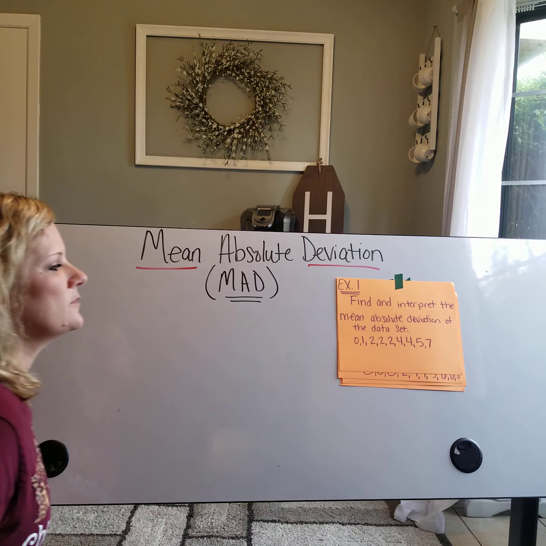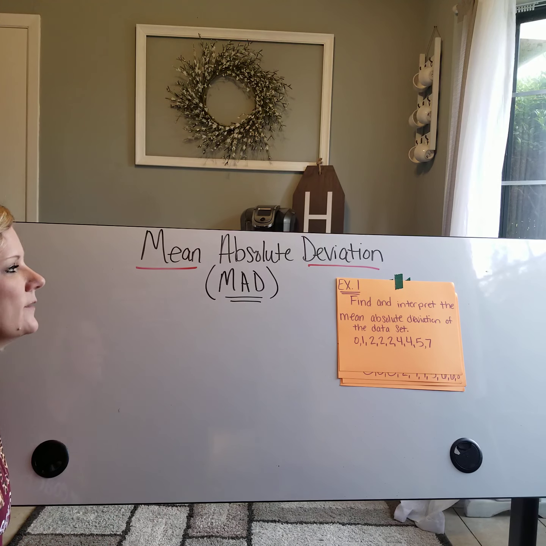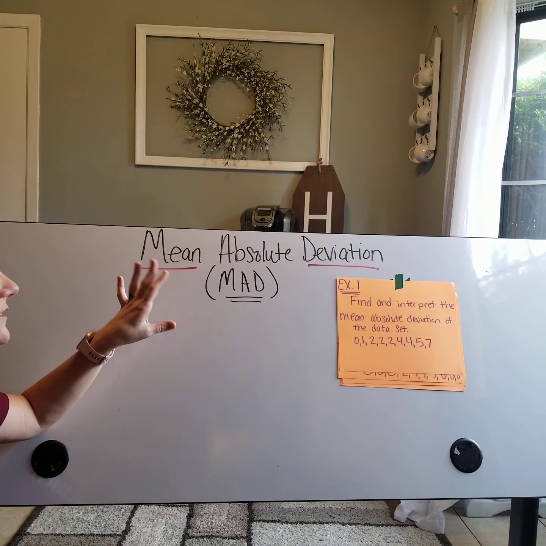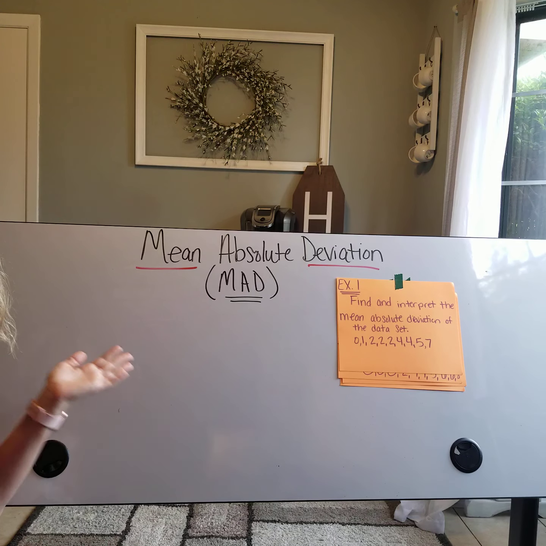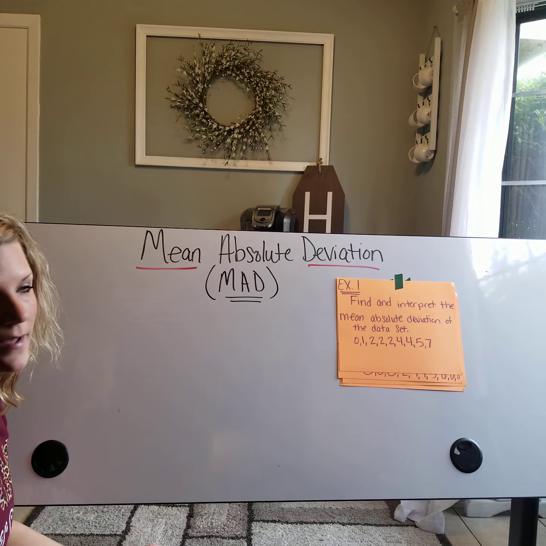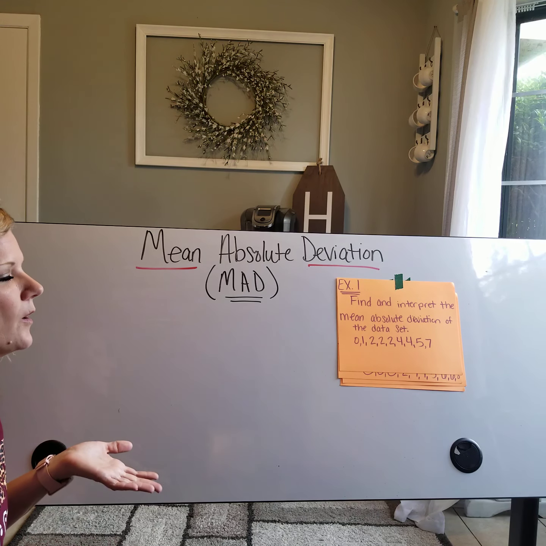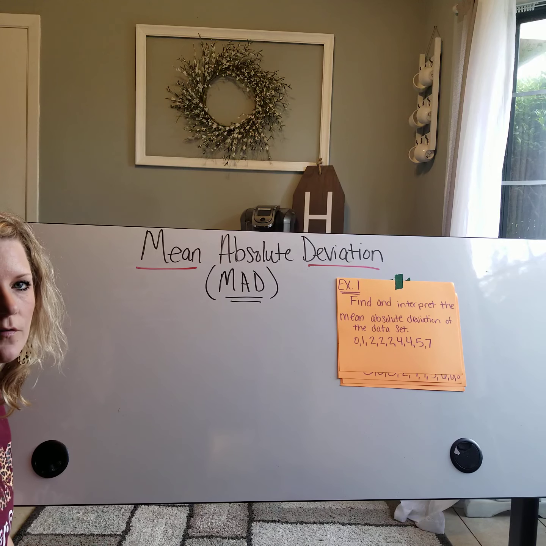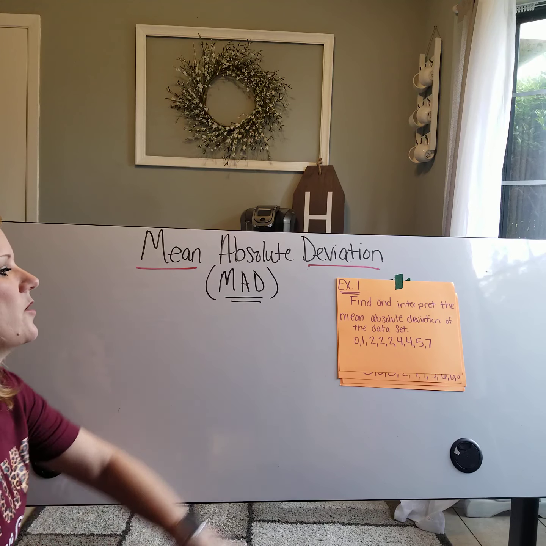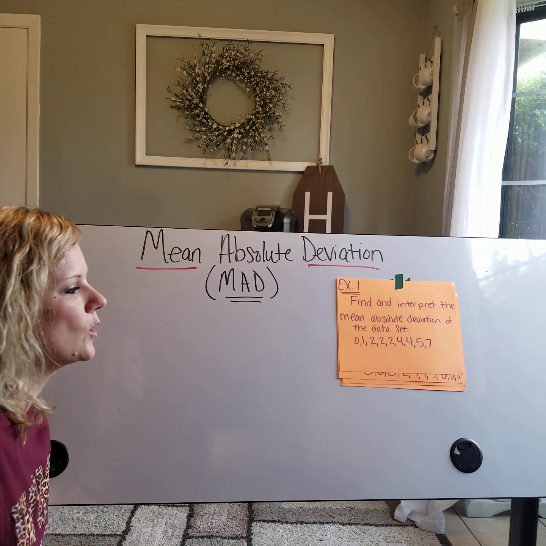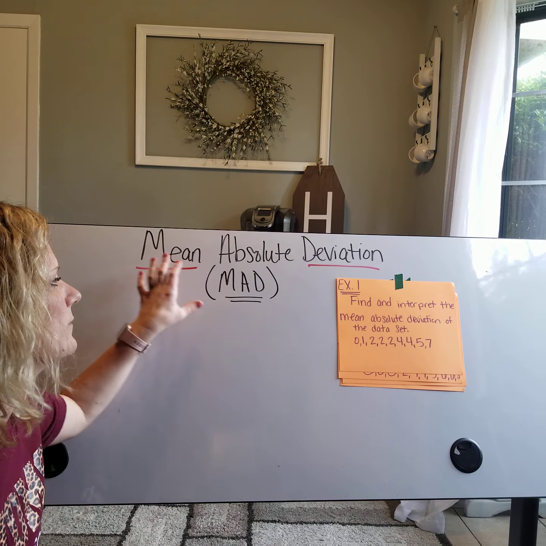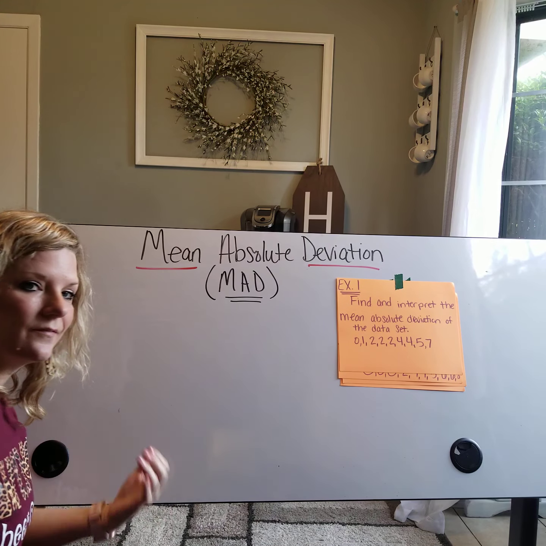Okay, so mean absolute deviation, or what we call MAD, we're just going to break down the words first. Mean is the average. You know that because you've probably done that several times in your other math classes. Deviation is how far apart it is from the average or from the norm. So we're going to try to figure out how far apart these numbers are from the norm or from the mean. So first we need to find the mean.